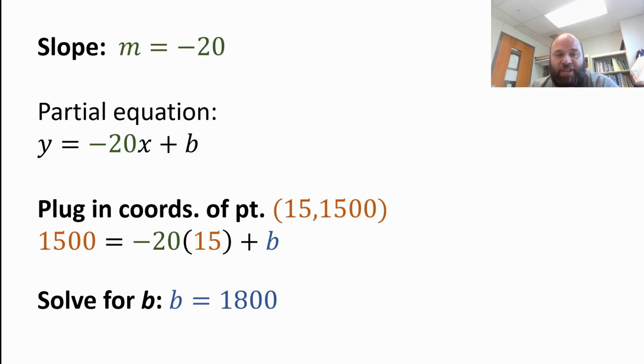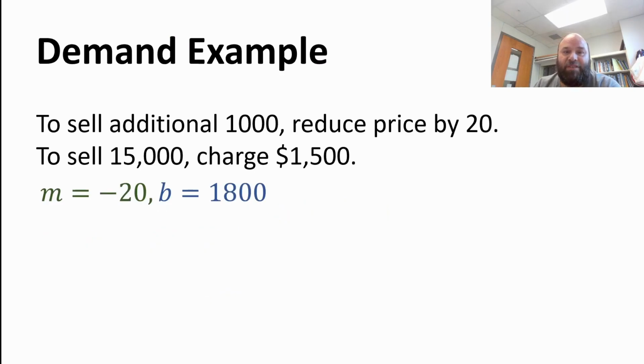Negative 20 times 15 is negative 300. So we add 300 to both sides, and you get b equals 1,800. Now we have both m and b. This is enough information to write down the equation. So given m equals negative 20 and b equals 1,800, we can just simply slide those in for m and b in our y equals mx plus b equation. And we get y equals negative 20x plus 1,800.